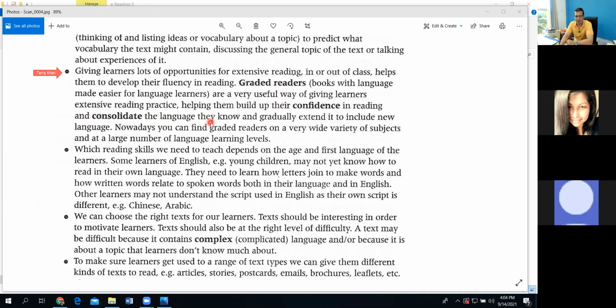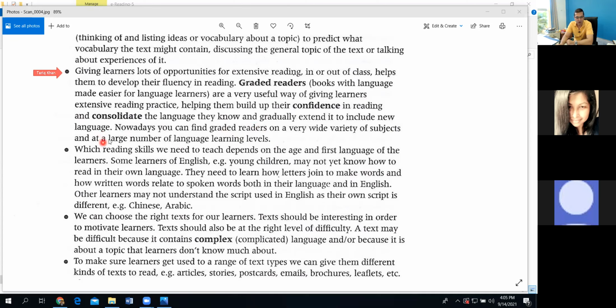Consolidate the language they know and gradually extend it to include new language. I think I have told you about consolidation before. When we want to make firm that they have learned it in a better way, we consolidate. So that's what we do with the student. Once we teach something, then we do some activities in order to consolidate that lesson in their mind, reinforce it, to make them understand better. Right.